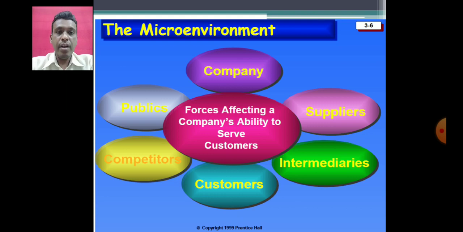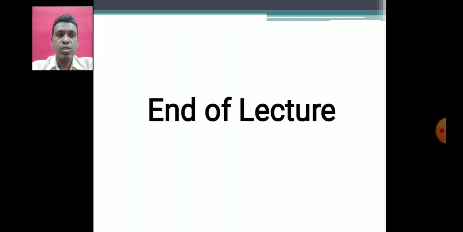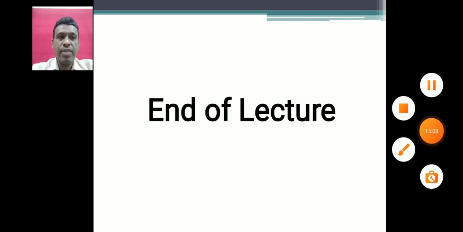And then comes publics. Publics include various organizations, units, groups of people who directly or indirectly affect the marketing decisions. They may include financial publics, media publics, government publics, citizen action publics, local publics, or internal publics. So this is about the micro environment. If there is any doubt still with you, you can always contact us. With this we end today's lecture.